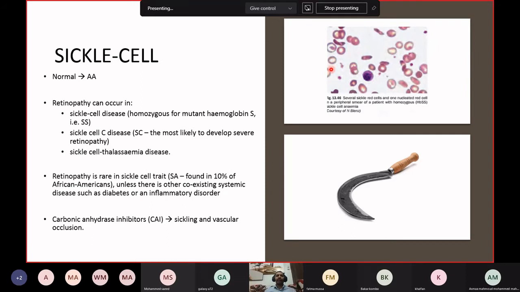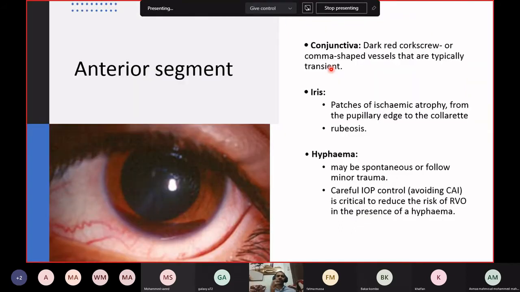Okay, so we have some features in the anterior segment and some features in the fundus. If we talk about the anterior segment, the most important one is the hyphema. Whenever you find a patient with hyphema, you need to specifically ask, do you suffer sickle cell or not? This is because if the patient is suffering sickle cell, you should not use carbonic anhydrase inhibitor as one of the tension lowering measures. And the second thing is that we need to be more aggressive to lower the intraocular pressure, because high intraocular pressure will promote vascular occlusions.